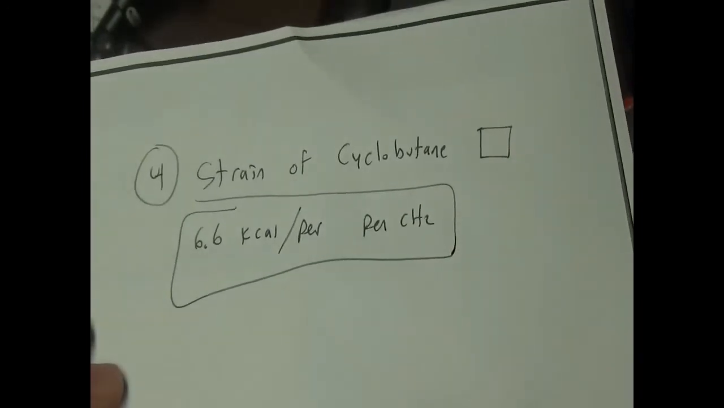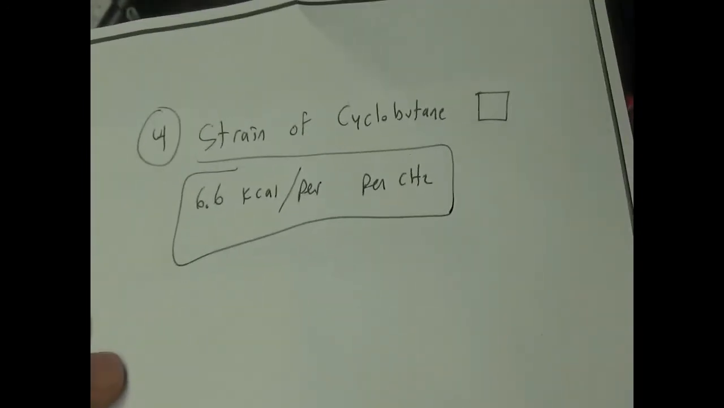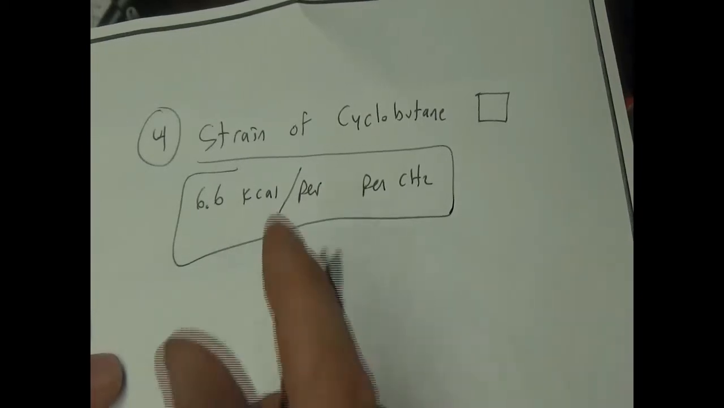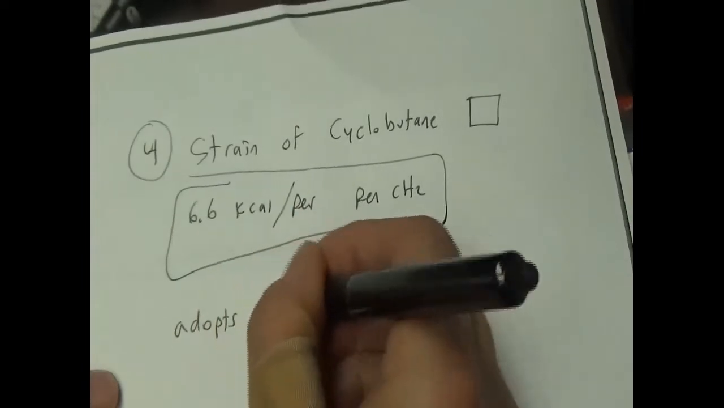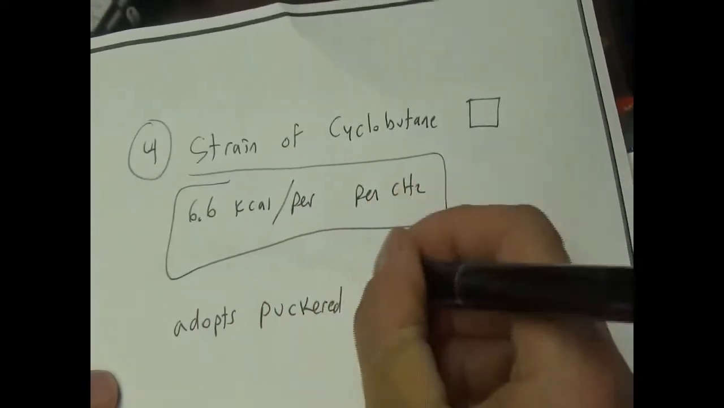And so how does the structure change to accommodate this strain? This adopts a puckered conformation.